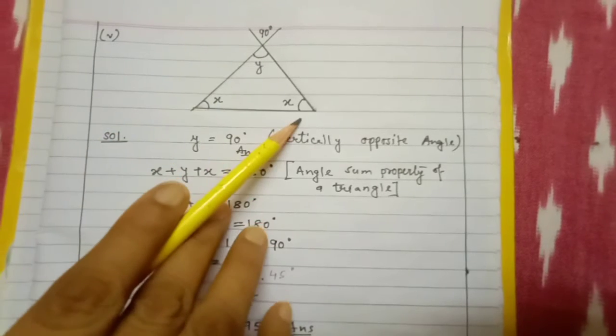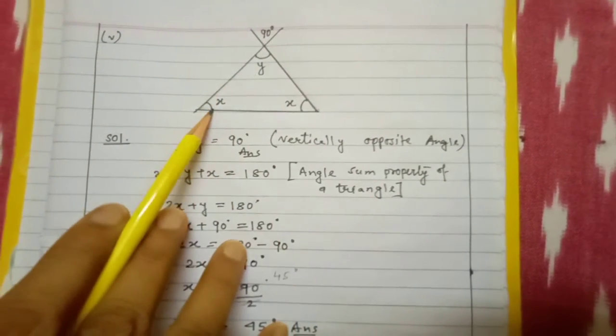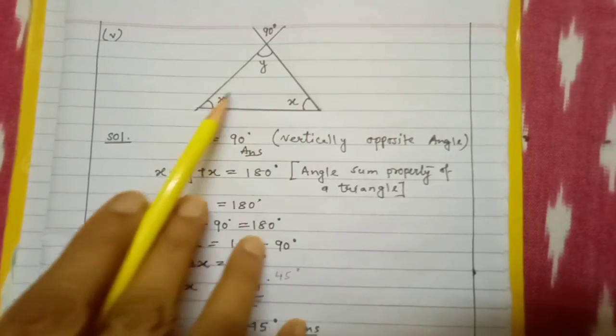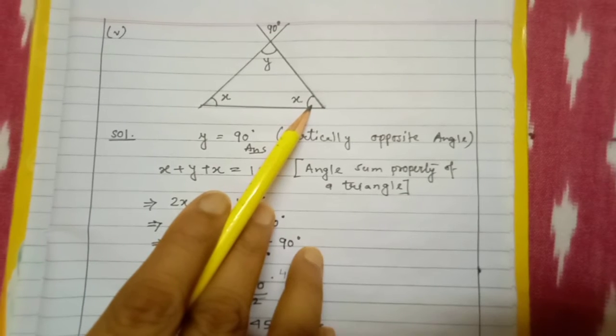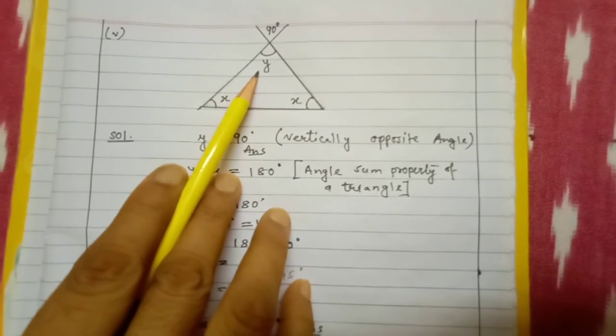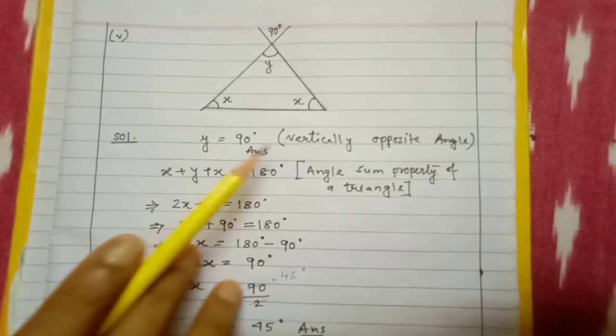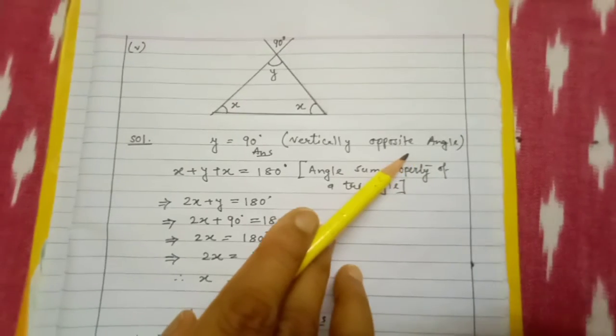Next, see the diagram. 90 degree, y, x, x. That means the value of these two angles will be equal. That is why the same variables are given here. Easily you can find out y is equal to 90 degree because of vertically opposite angles.